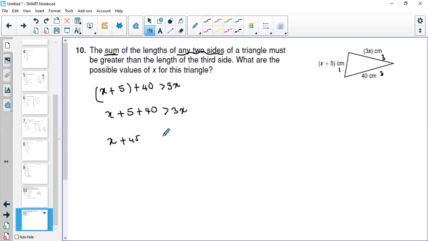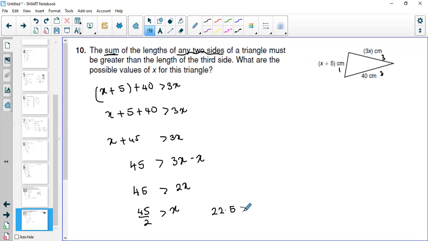is greater than 3x, which means 45 is greater than 3x minus x. So 45 is greater than 2x. Then 45 divided by 2 is going to be greater than x, which means 22.5 is greater than x.